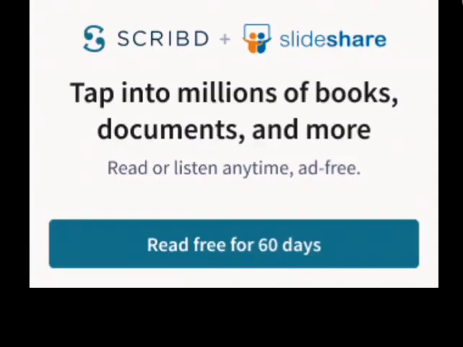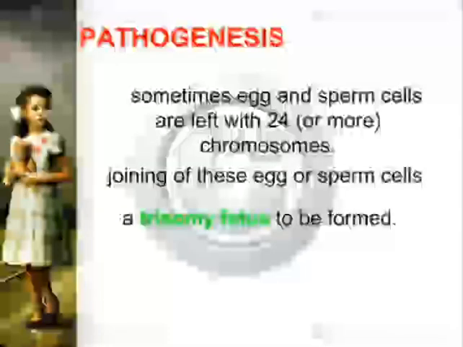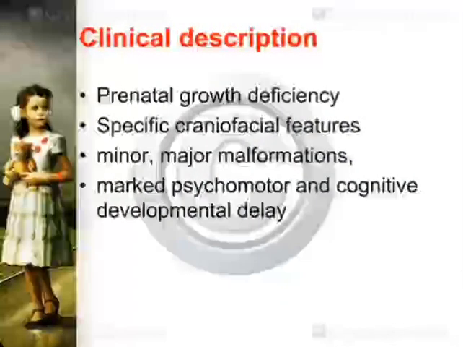Speaking about the pathogenesis again, sometimes an egg or sperm cell is left with 24 chromosomes. On joining of such an egg or sperm cell, a trisomy fetus is formed.